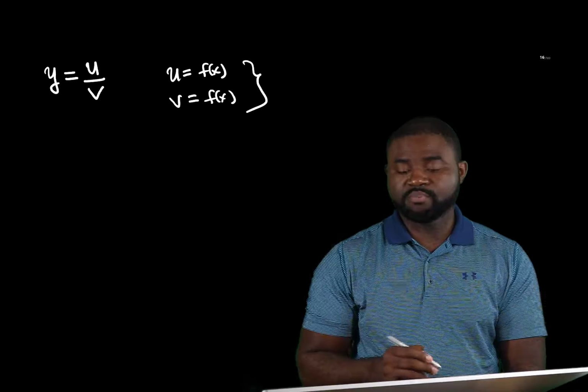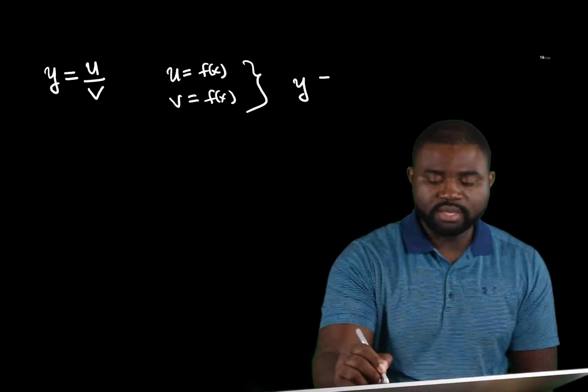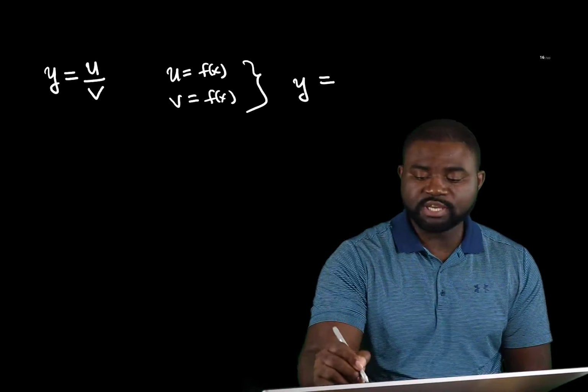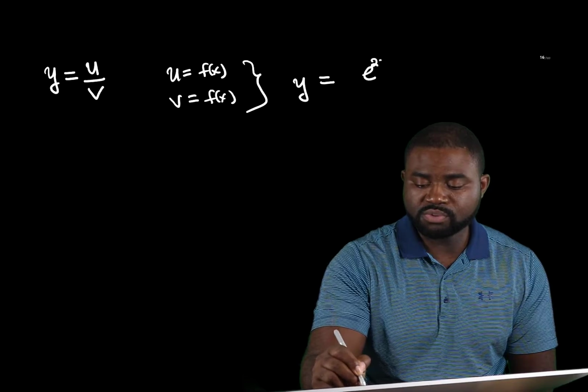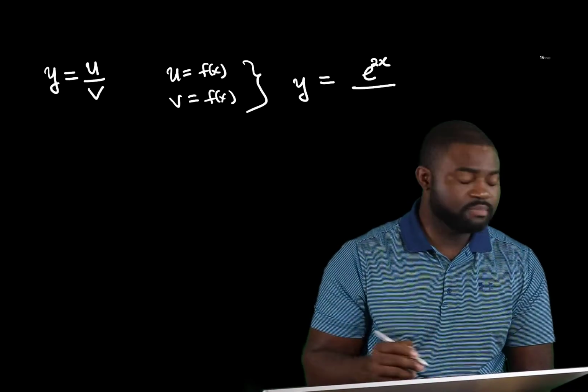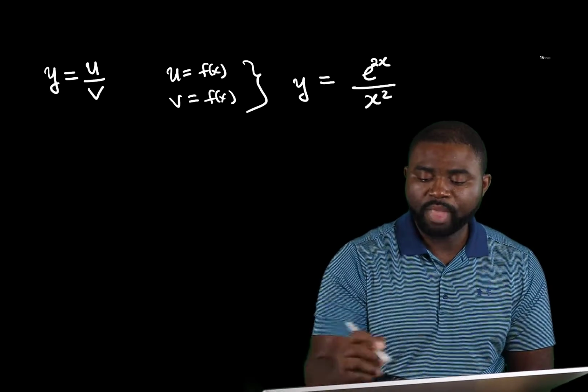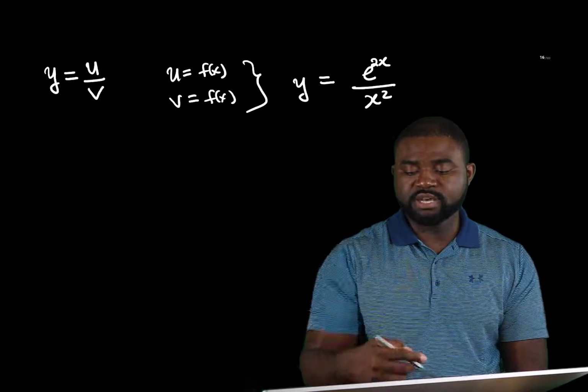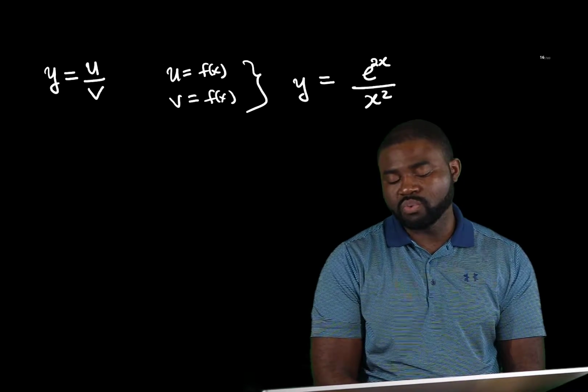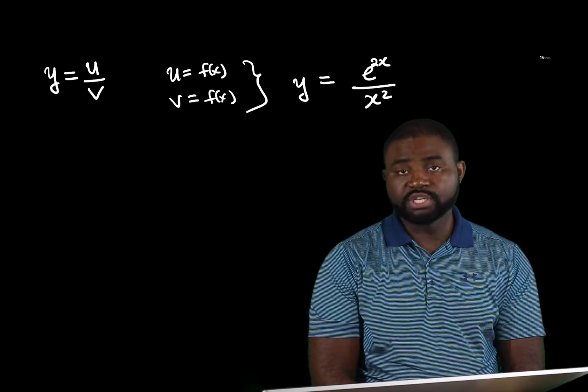Let me give you an example. y can be equal to, for example, e raised to the power 2x all divided by x squared. This is an example of a quotient. So how do we differentiate such a function?